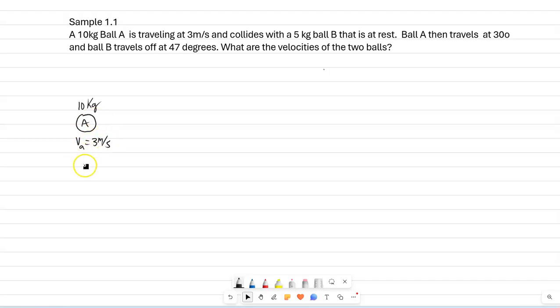I'm going to find the momentum of this now while I'm here, and we know this is going to be m A times v A, so that's going to give us 10 kilograms times 3 meters per second.